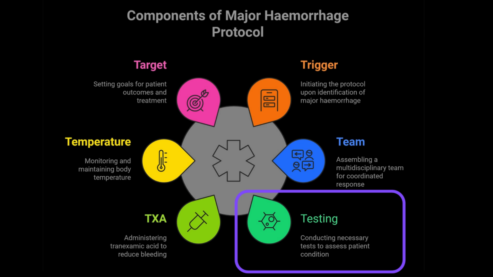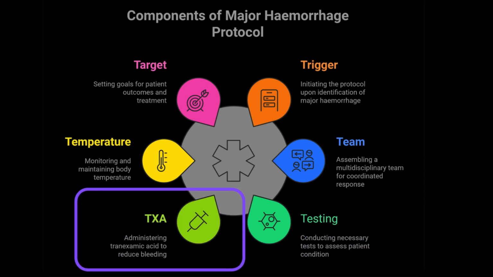And sample for cross-match. These tests provide a snapshot of patients' current health status and are crucial for tailoring immediate and effective treatment during a major hemorrhage. The next T in MHP is tranexamic acid administration. A critical component in the treatment of major hemorrhage is the timely administration of tranexamic acid or TXA.